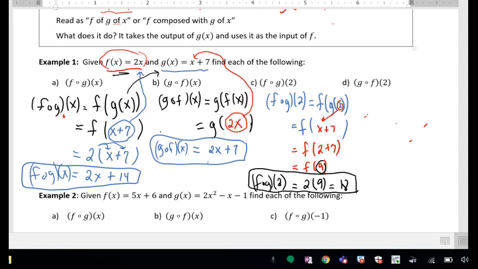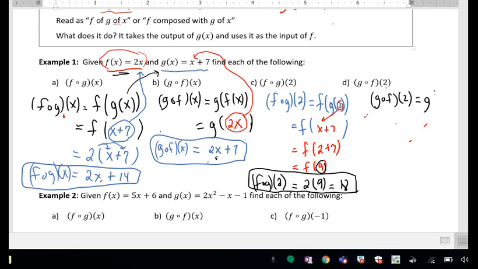And notice here, if you had put the 2 in for the x over here, we would have had 2 times 2 is 4, plus 14 is going to be 18. So for this one, you can plug in the 2 in for this x because we already figured out what g of f of x is. But I'm going to go ahead and just work it out so we can see how it works out.